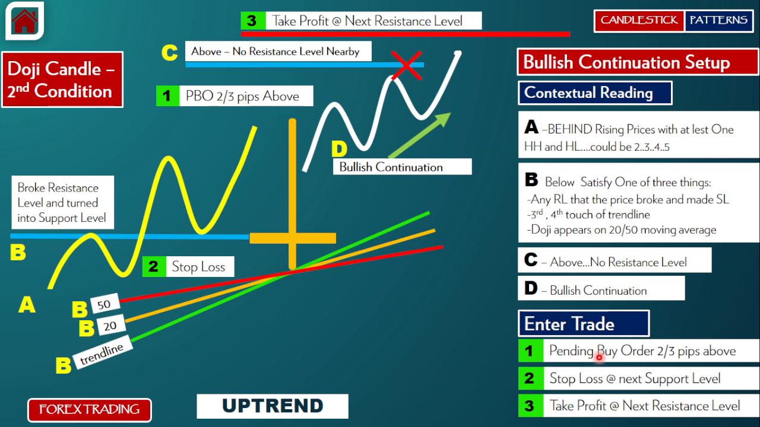And these are the steps where you take your buying order if it is a bullish continuation, where you take your stop loss, and where you actually take your profit. So this picture sums up the whole scenario of bullish continuation setup in doji candle. We call it a second condition after you do your contextual reading analysis, and then you enter a trade.